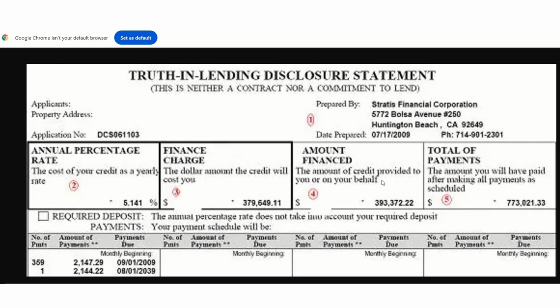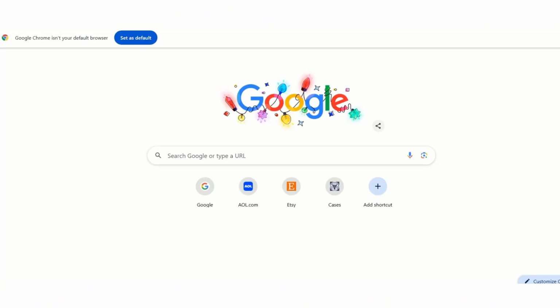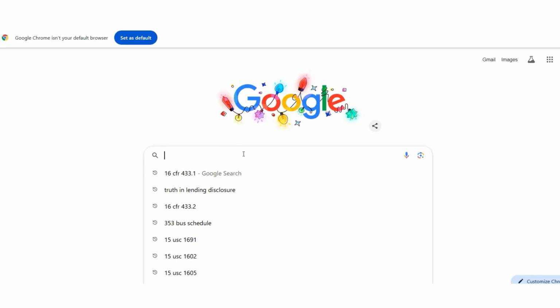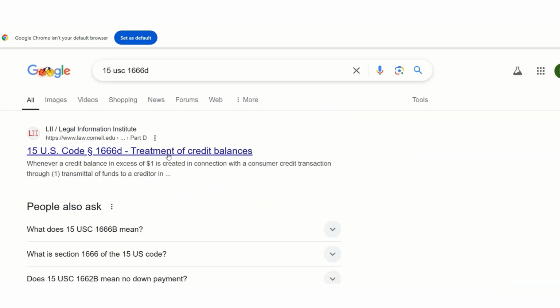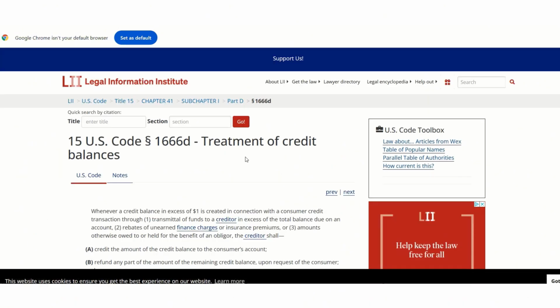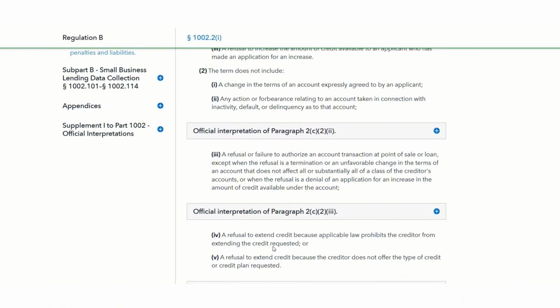But hold on, wait. That's just this right here. Now we've got the account as well. So the account, you owe this much in your account. And to my understanding, this is what it says for an account. 15 USC 1660. We're not even going to go here yet, treatment of credit balances, but we're going to get to that later. We're going to get to the definition of account. So let's go to the definition of account.